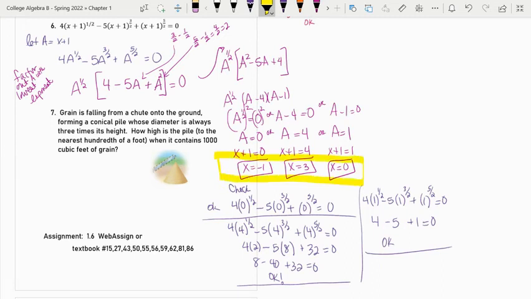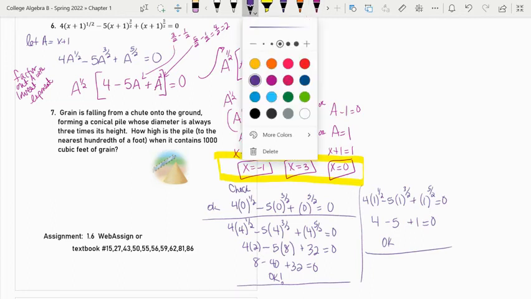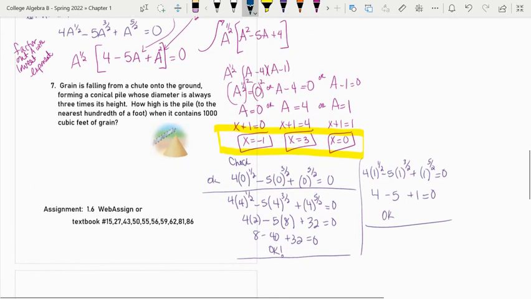All right, last one is a word problem. Grain is falling from a chute onto the ground, forming a conical pile whose diameter is always 3 times its height. How high is the pile when it contains 1,000 cubic feet of grain?